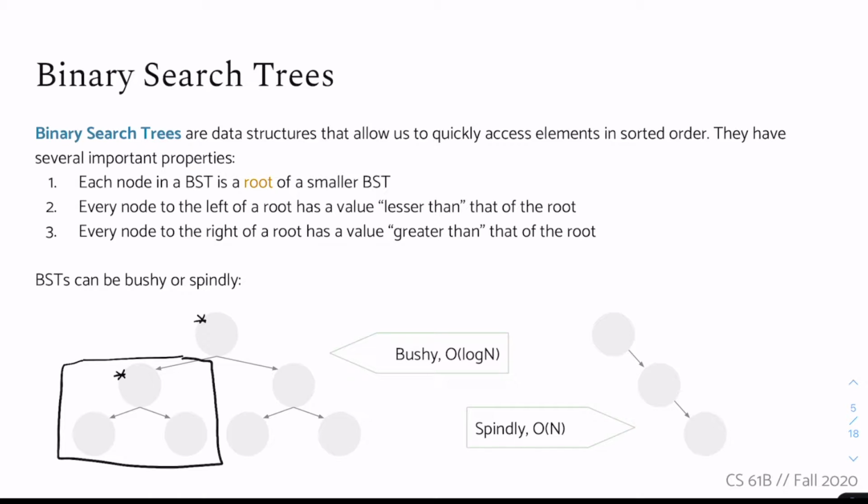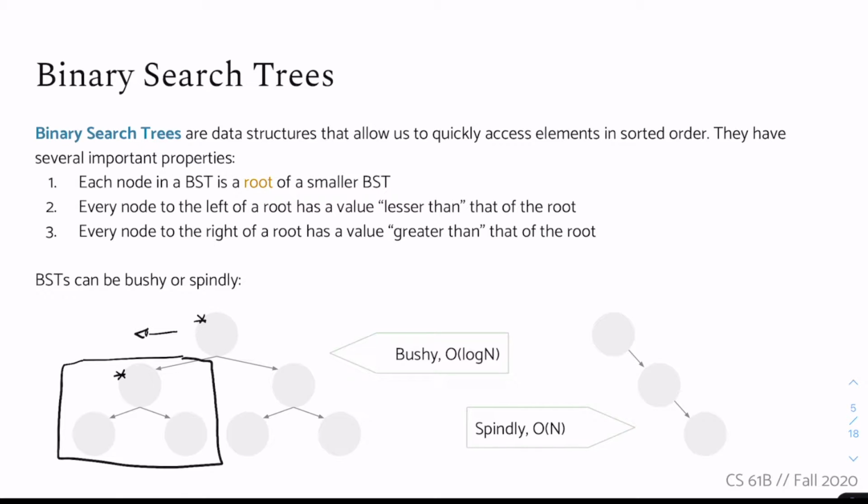So every node is a root of some BST, and every node to the left of a root has a value lesser than that of the root. So if we go to this side of the BST, all three of these nodes over here have a value less than the root. Same with the other side. All of the nodes, all three of them, not just the one that's directly connected to the root, has a value greater than that of the root.